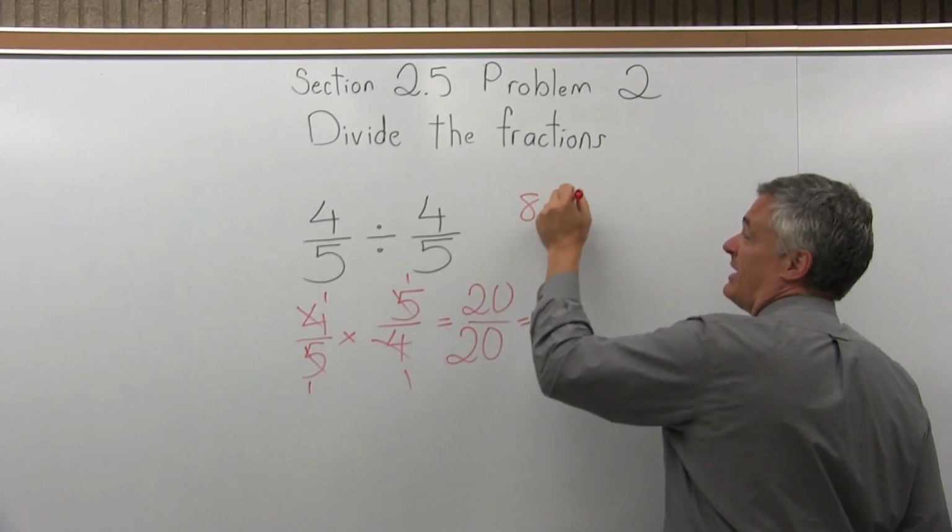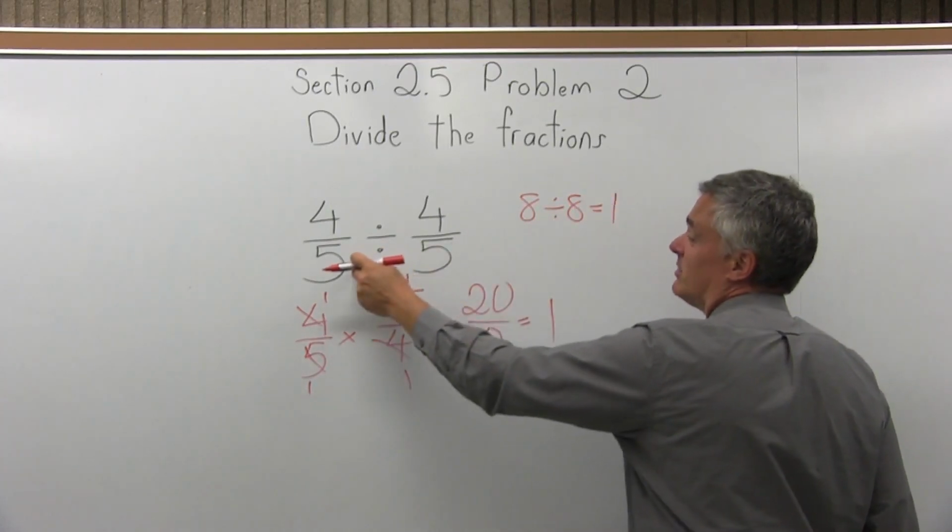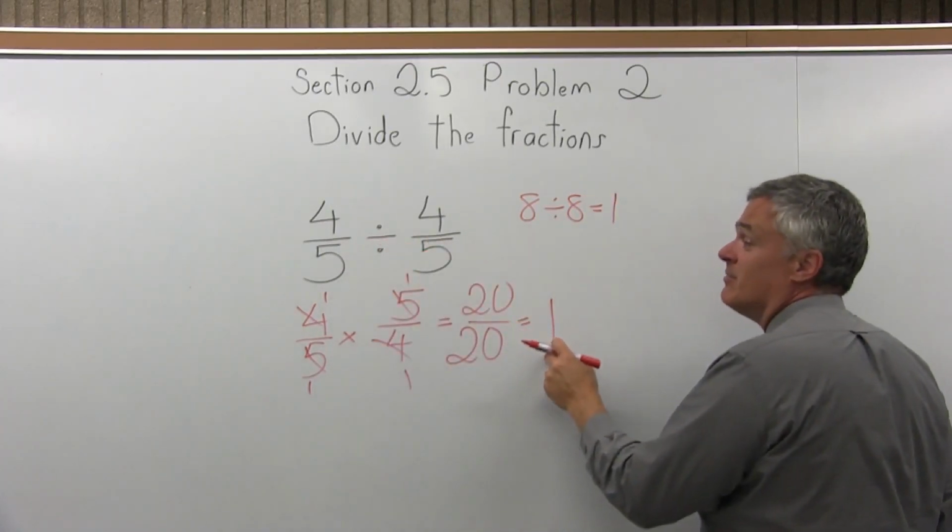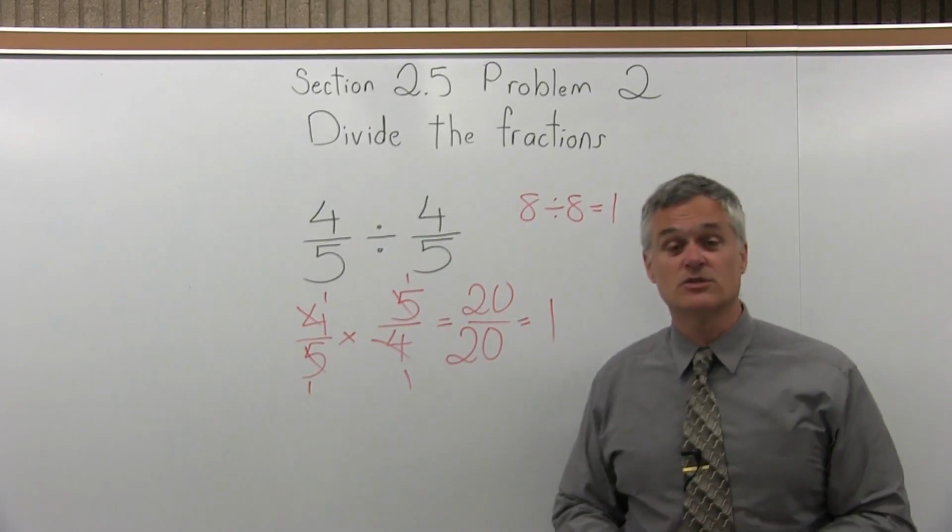So if you had 8 divided by 8, of course, it would be 1. So you have some number divided by the same exact number. It makes sense that when you do the work for the division, it should come out to 1.